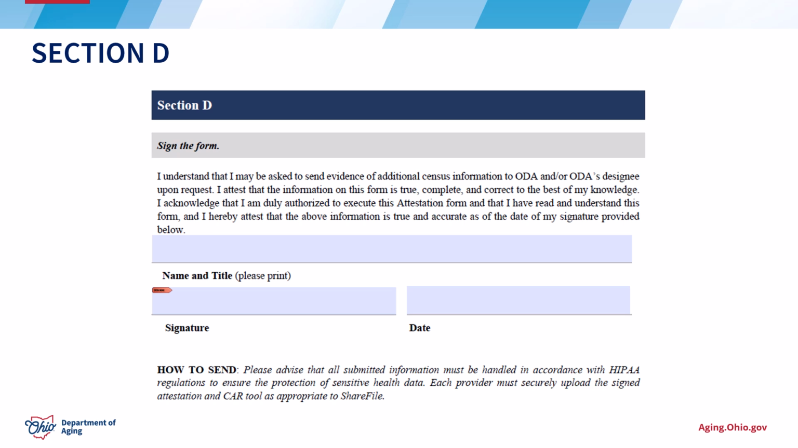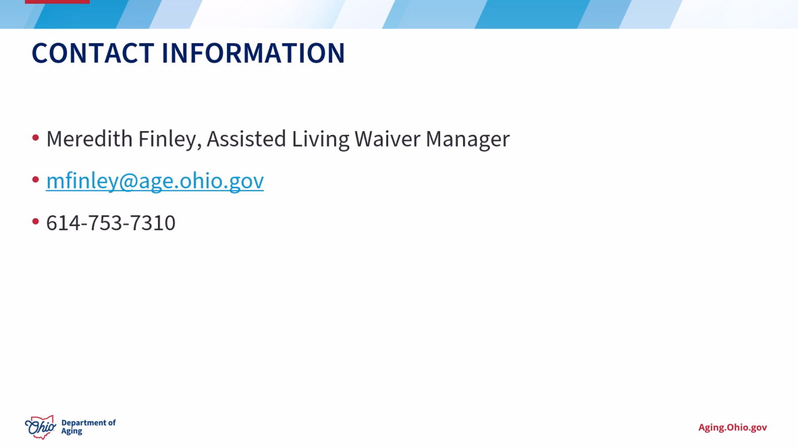The final section on the attestation is Section D, and it asks for your name and title, signature and date, and you will save this information, including the CAR tool, and upload it to share file. If you have any questions about completing the critical access rate tool or the attestation, you may email me or call me.